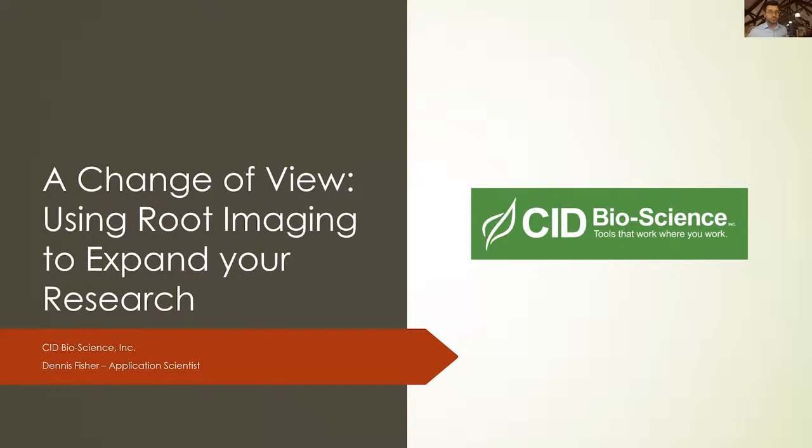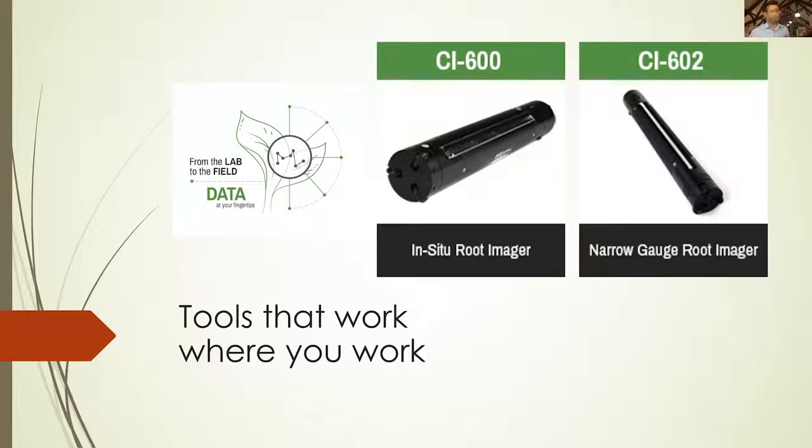So to get started, we'll be covering the CI 600 and CI 602. Now, the 600 has actually been around for about 10 years and is an in situ root imager. And the 602 has just been developed as of last year using more recent technologies, being able to diminish the size of the root imager, but still keep it so that it can be applicable out in the field in already established tubes.